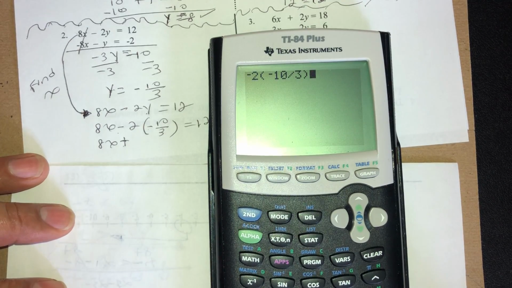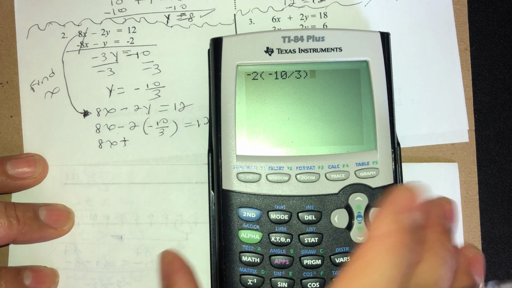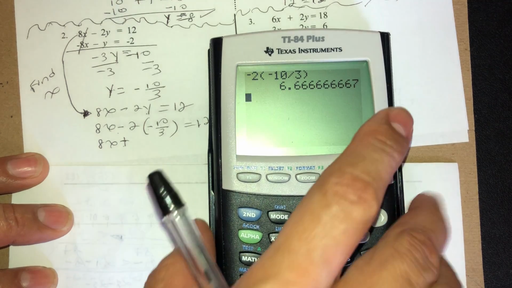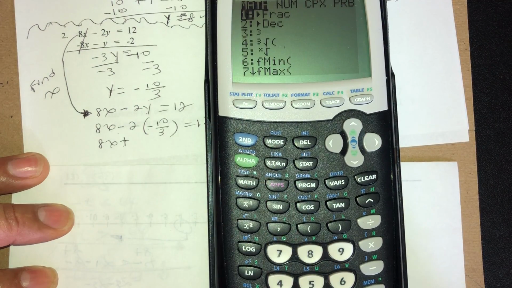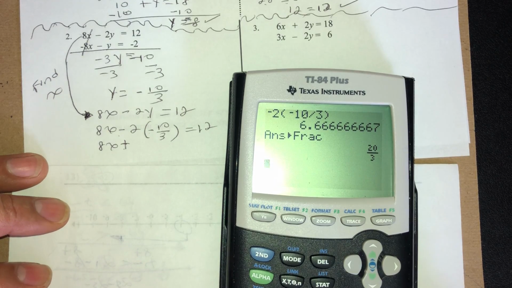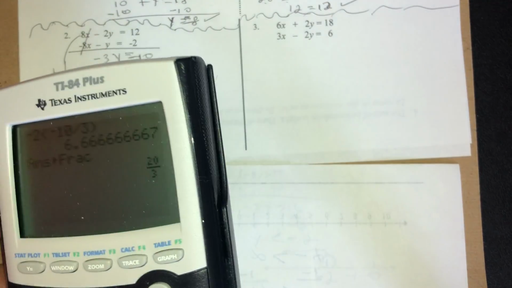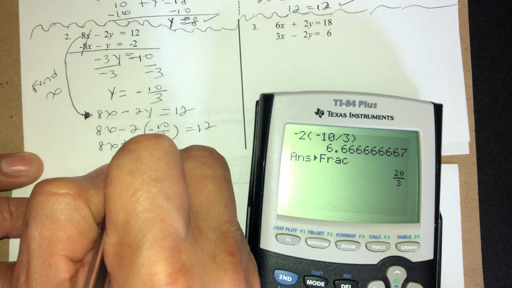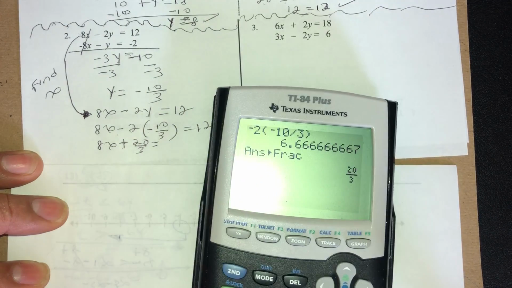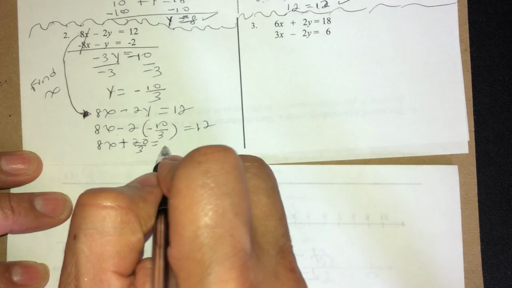All right. So now you're going to do, remember, enter, and I'm going to give you a decimal that has no end. So the best way for you is to leave it as a fraction. So you're going to do what? Math, enter, enter twice, and that is your answer as a fraction, which is 20 over 3. Okay? So you get 20 over 3, equals 12.